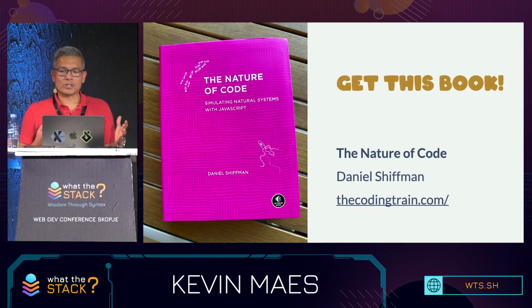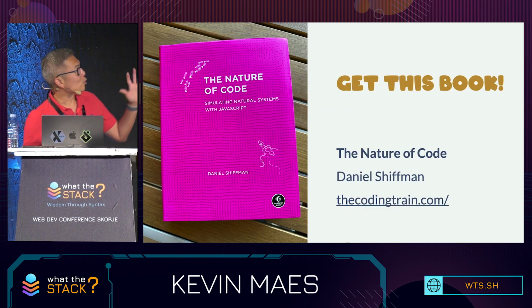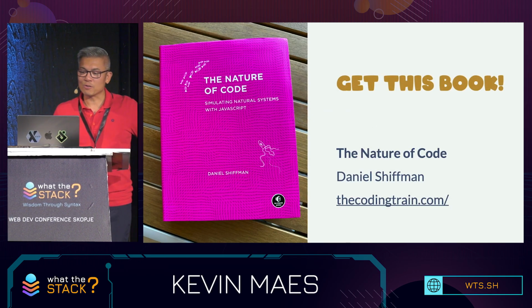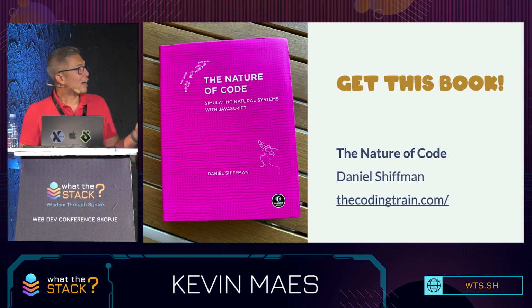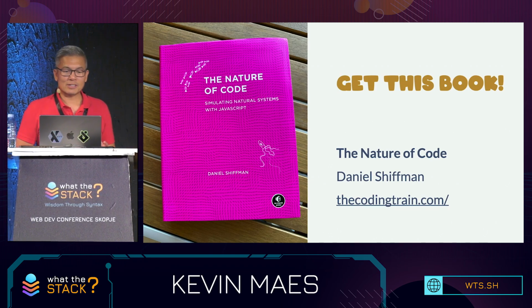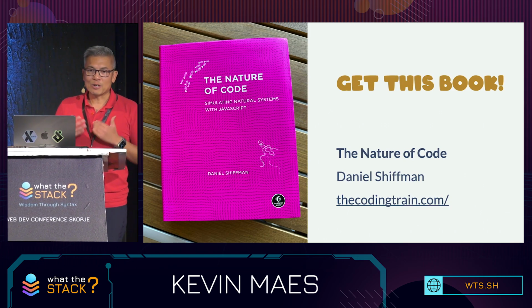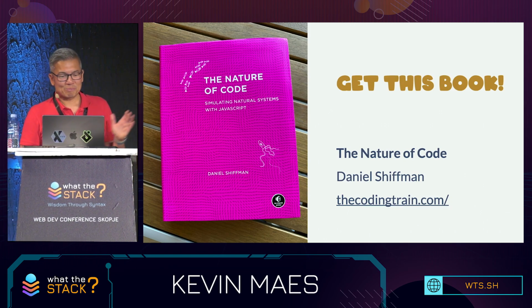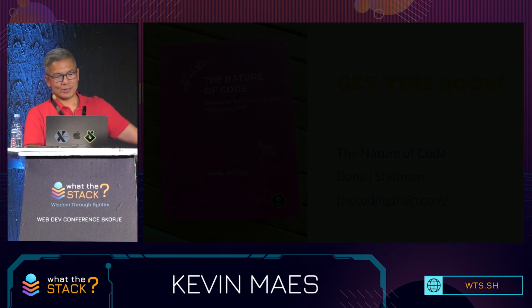In terms of resources, I want to give a shout out to this new book I just got. It's called The Nature of Code by Daniel Shiffman. This book has everything you could ever want about simulating natural behavior and systems in JavaScript. It's my new favorite book. I really recommend it. So some final thoughts for you here.